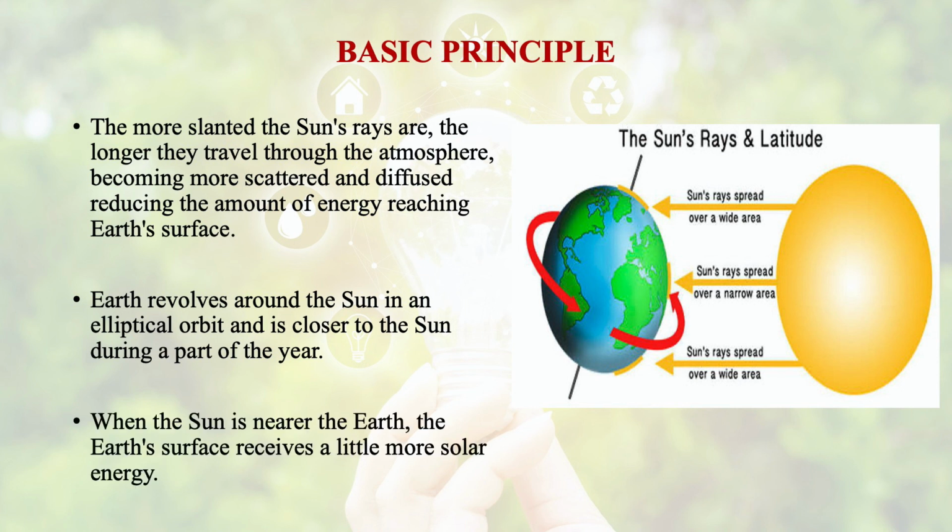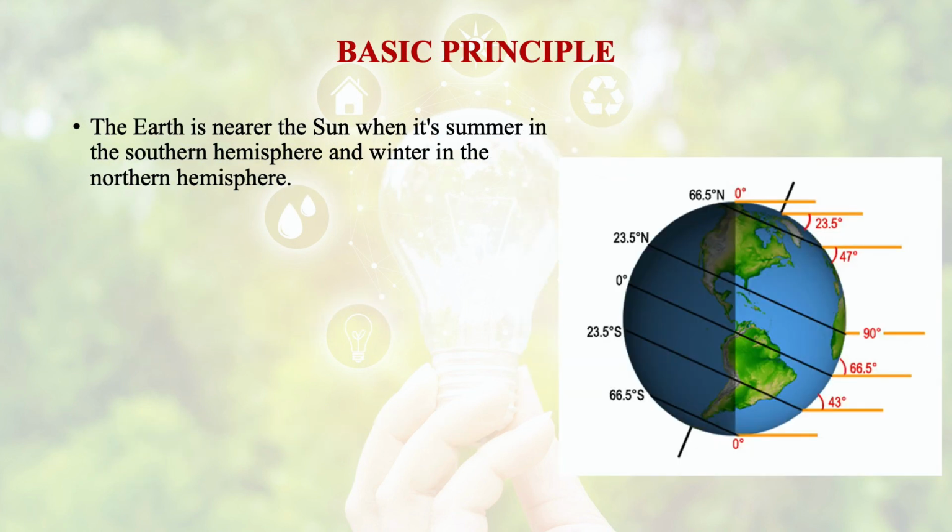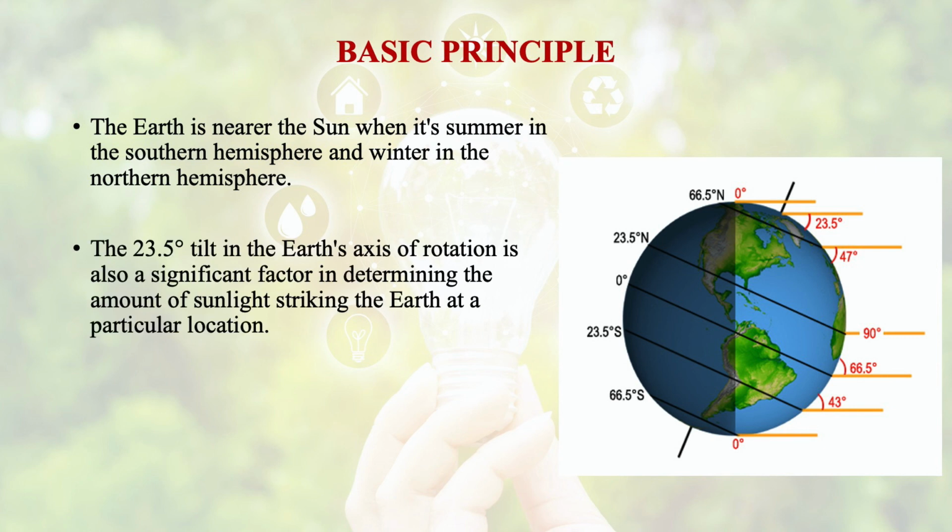When the sun is near, the Earth's surface receives a little more solar energy. The Earth is nearer the sun when it's summer in the southern hemisphere and winter in the northern hemisphere. The 23.5 degree tilt in the Earth's axis of rotation is also a significant factor in determining the amount of sunlight striking the Earth at a particular location.